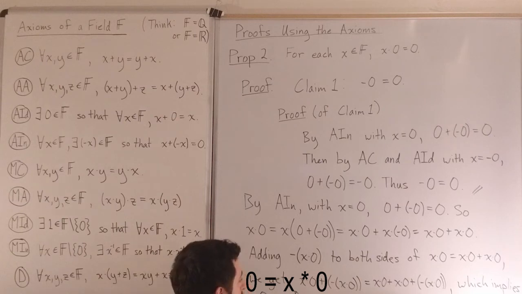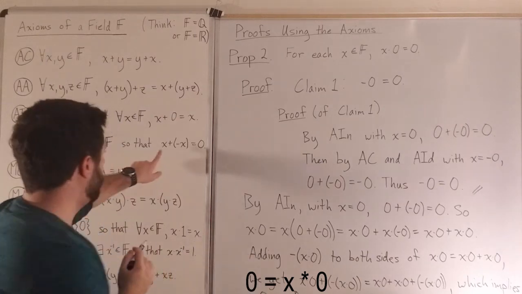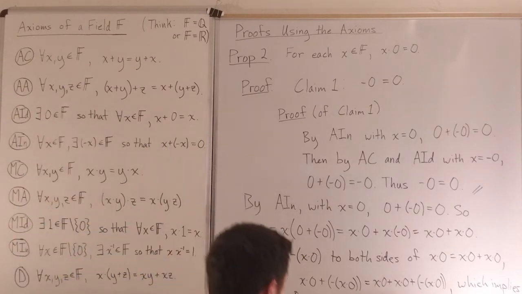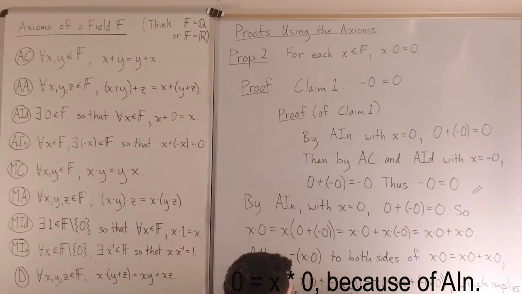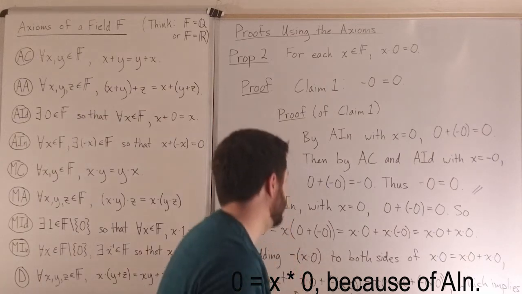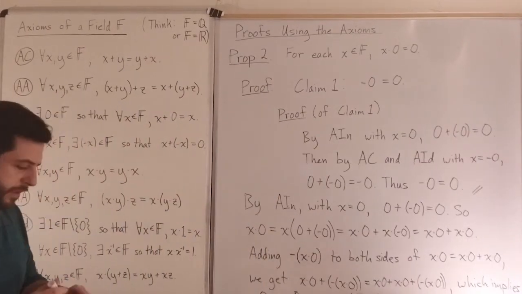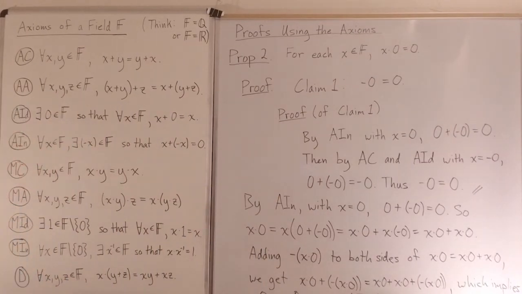And the reasoning for that is this fact that x plus the opposite of x is 0, so AIN. And we're using that twice. We're using it once on the left side and then once on the right side. Okay, so that is the proof.